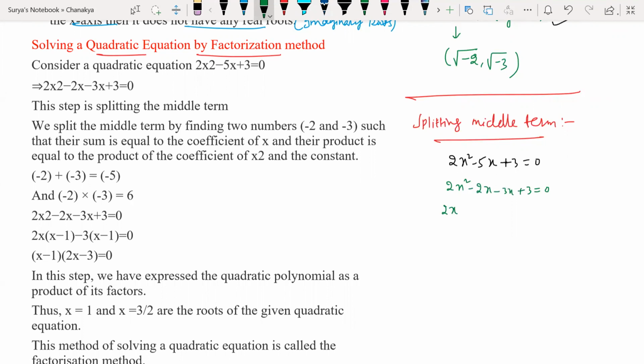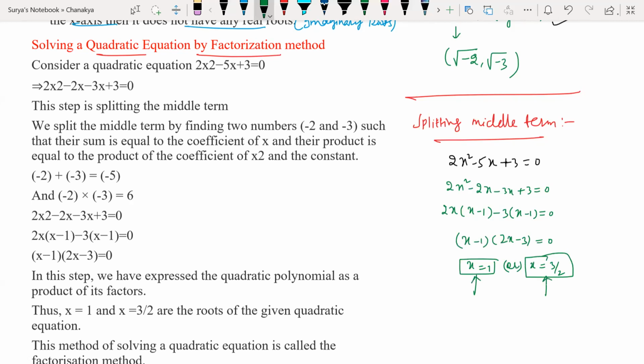Let us take 2x common: 2x into x minus 1 I'll remain with. If I take minus 3 common, x minus 1 I'll remain with. So 2x minus 3 into x minus 1 is equal to 0. X is equal to 1 or 3/2. This is how we solve the quadratic equation by using the factorization method.